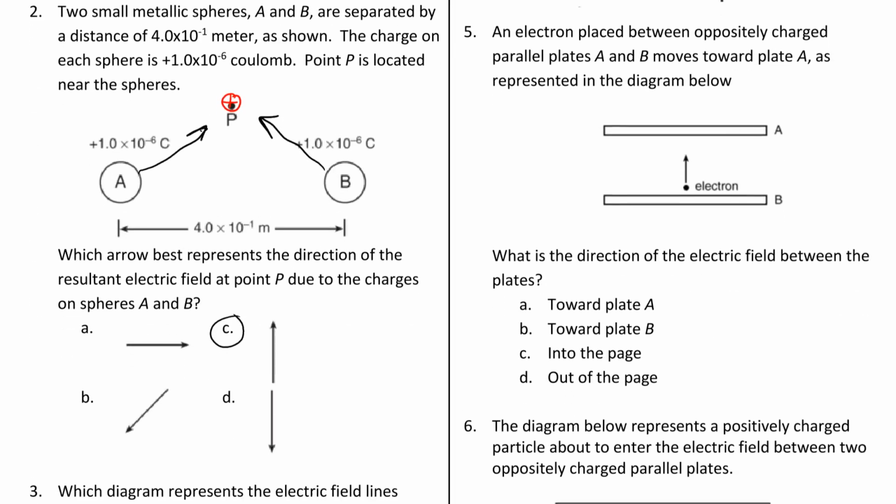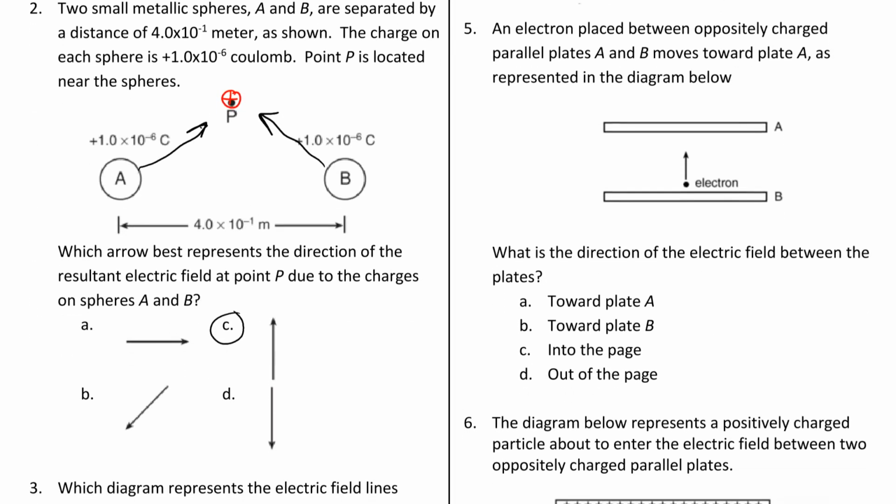Number 5 is tricky, so this is like a logic one. An electron, people, this is negative. A negative electron is placed between oppositely charged parallel plates and moves towards plate A, as represented in the diagram below. They're oppositely charged, and it moves towards plate A.